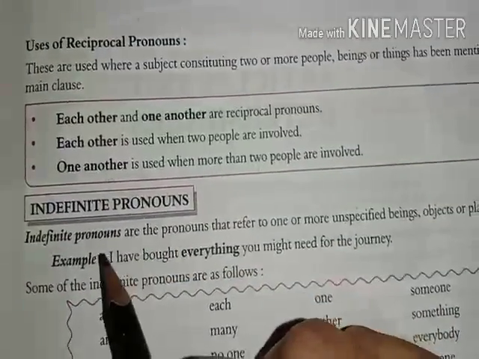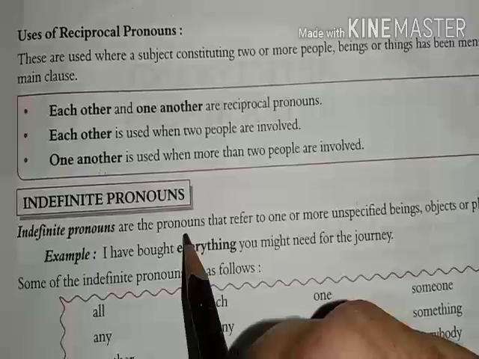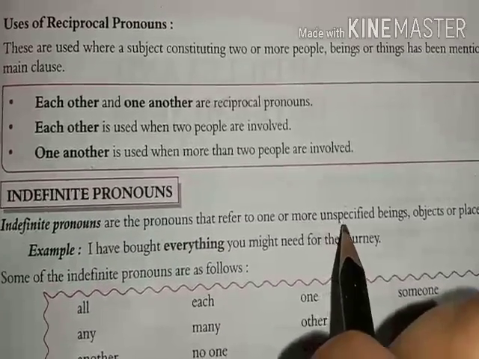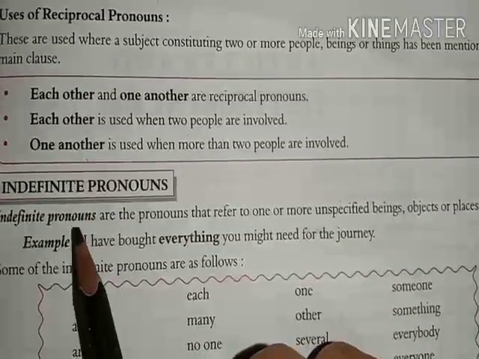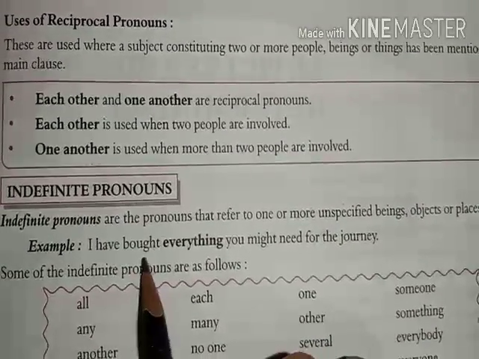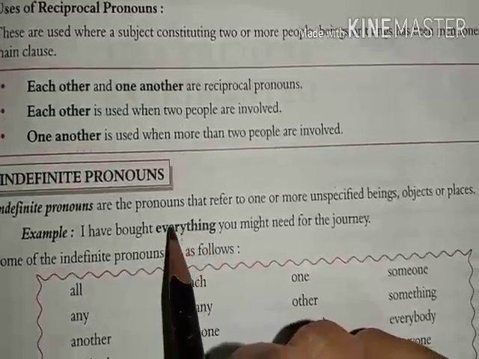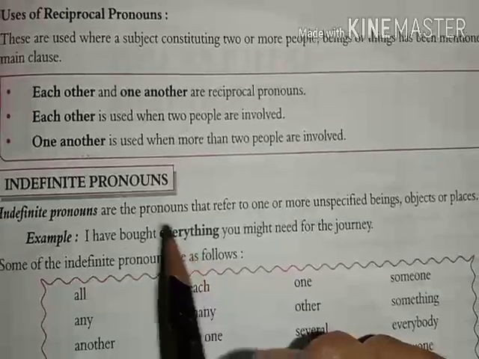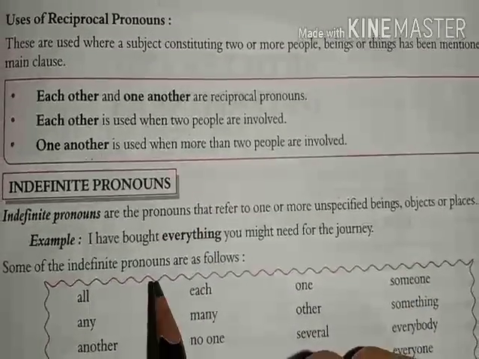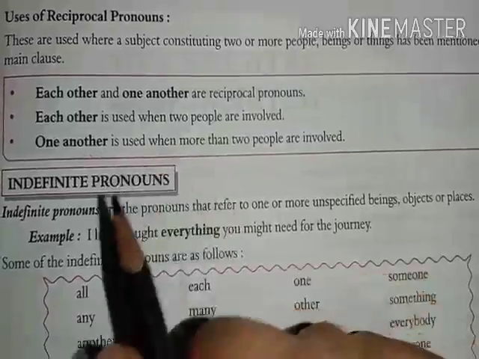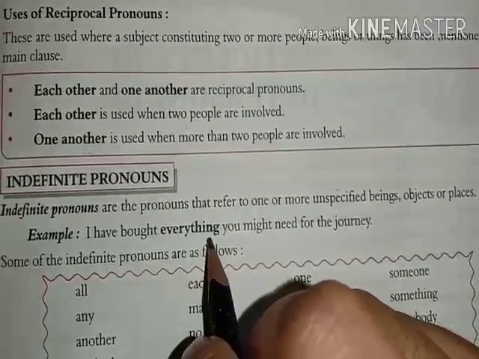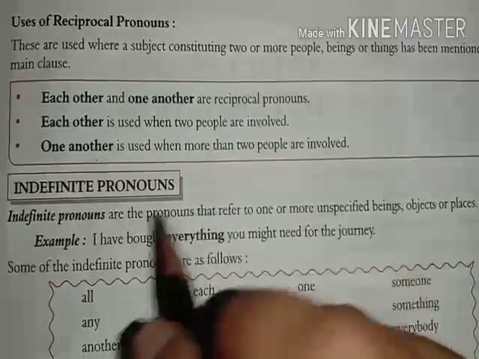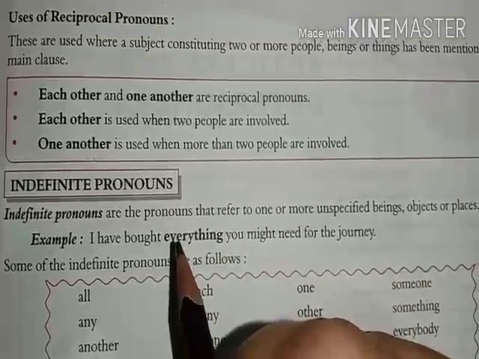Indefinite pronouns. Indefinite pronouns are the pronouns that refer to one or more unspecified beings, objects or places. For example, I have bought everything. Everything means there is not any certain thing which we are talking about. There may be so many things. There may be 2, 3 or 4, 5 things. It's not certain. It's not a specified object, and it does not deal with specified places.